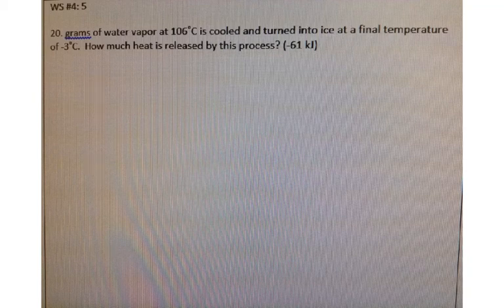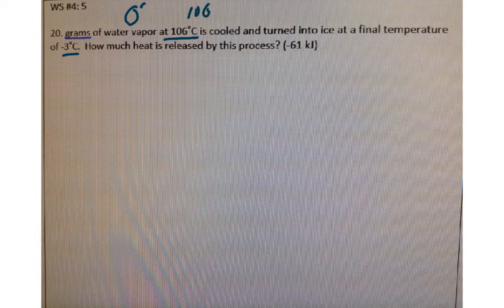All right, and here is the doozy of them all. What it tells you to do is take water vapor, which is a gas, from 106 degrees Celsius and go all the way down to -3 degrees. So you want to ask yourself, do you ever go between the numbers 0 or 100? Do you ever hit those points going from 106 to -3? And the answer is yes, you go through all of them.